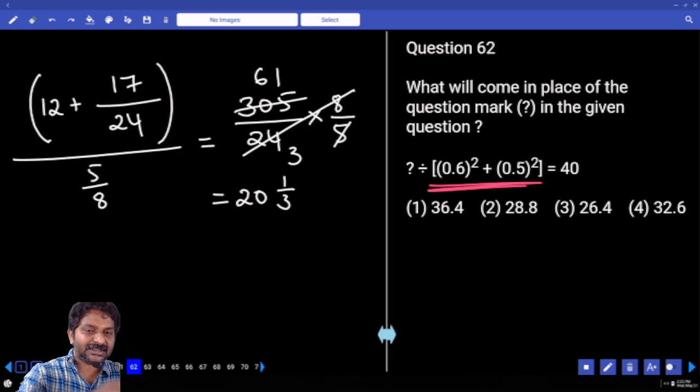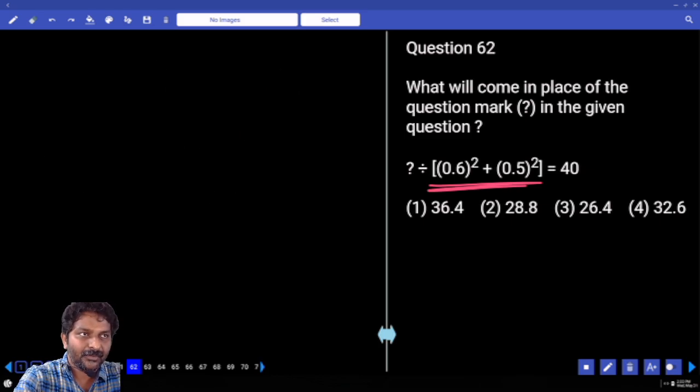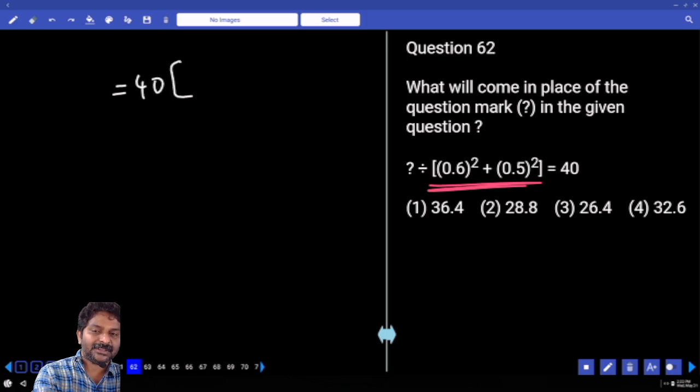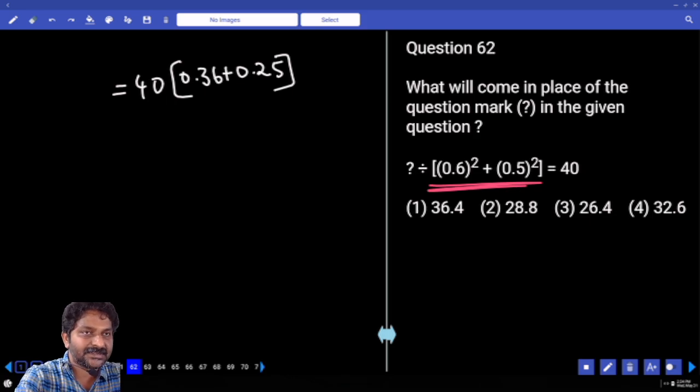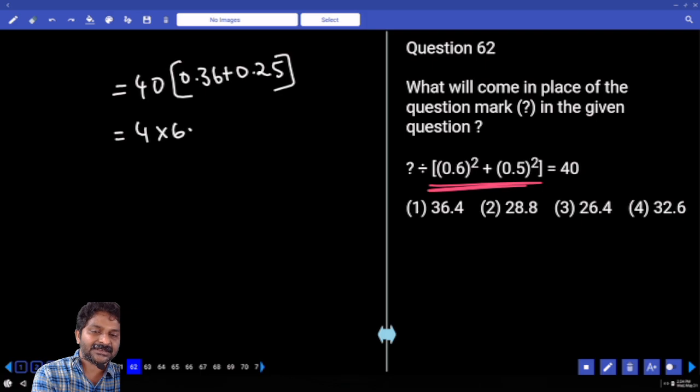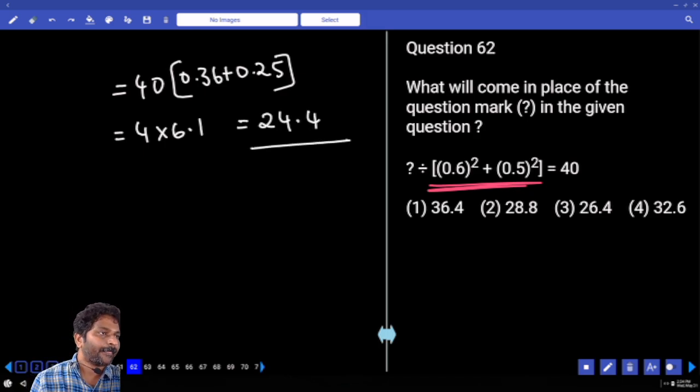These two numbers come in the left hand side denominator, right? When they go to the right hand side, it becomes 40 into something, 0.6 square, 0.36, 0.5 square. When you add both, that is 0.61 only. The 0 and the point get cancelled. We can write 0.61 as 6.1. 6 fours, 24. 4 times.